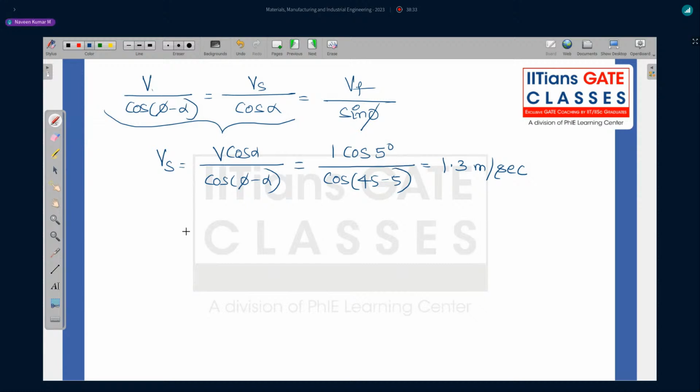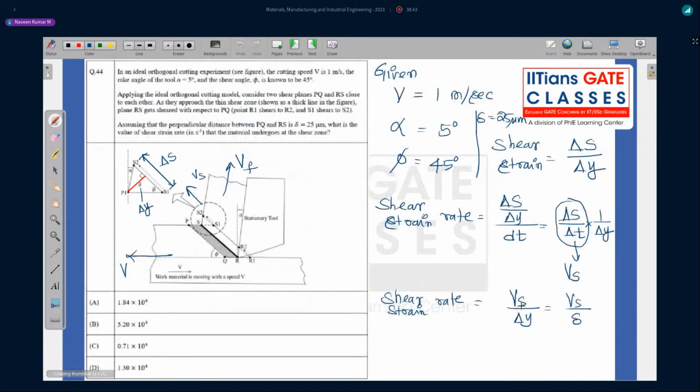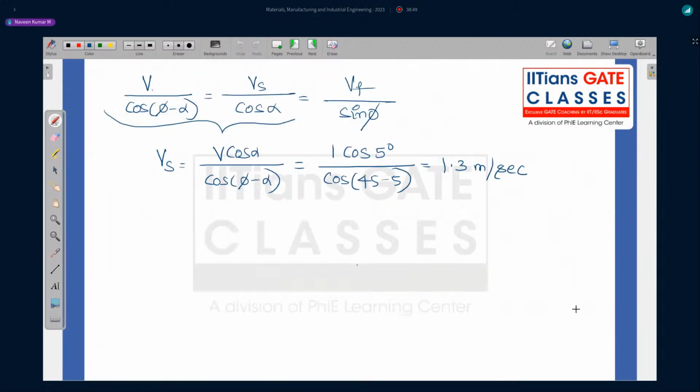Okay. Next, we have to calculate the strain. What was that? Vs by delta y, or Vs by delta. Right? So Vs, or shear strain rate, I can write as Vs by delta.